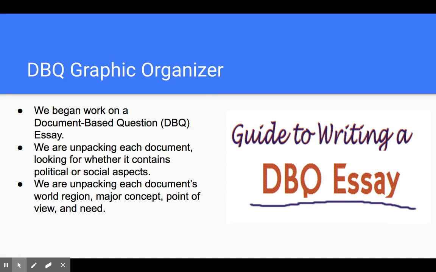We worked on a DBQ graphic organizer. We unpacked each document looking for whether it contains political or social aspects, and that's based entirely on the essay question prompt. And we also unpacked each document looking at the world region that it came from, the major concept that was being covered, what the speaker's point of view was, and what the need was. And what we meant by need was, what's the missing voice? What other voice would we need to hear from to get a comprehensive view of the major concepts?